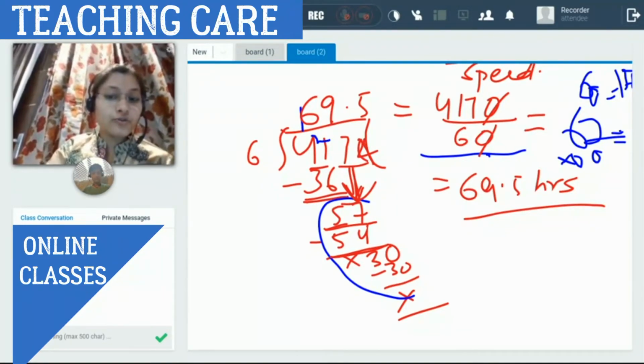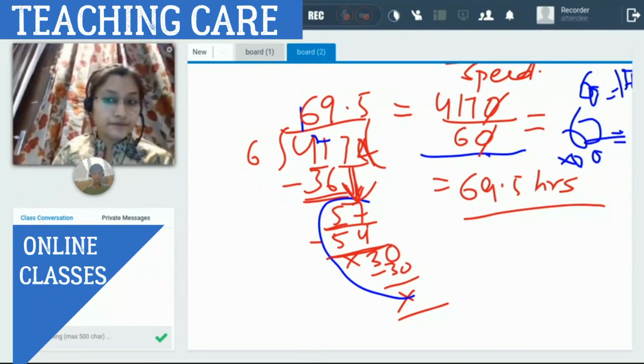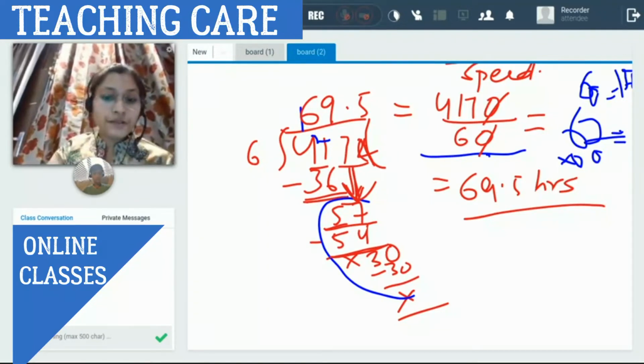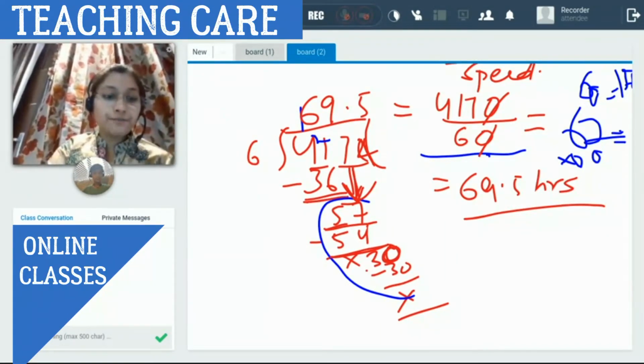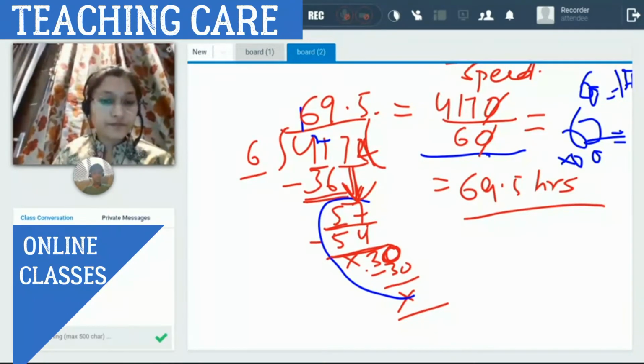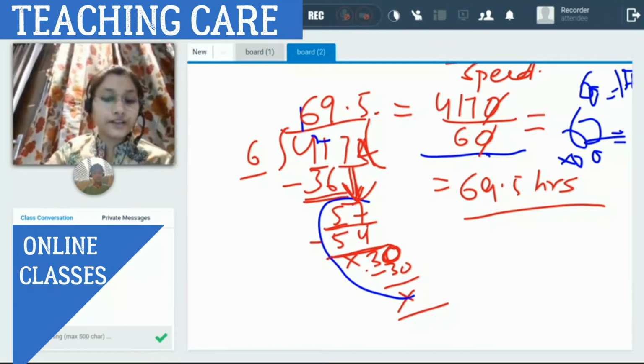Now, if there are no more numbers, I am out of the numbers, then we'll place a decimal over here. After placing the decimal, I can add a 0. After adding the 0, I got 30 and now 30 is completely divisible by 6, on 5. If it was not completely divisible, some other number would have been there, then I can repeat the process again.